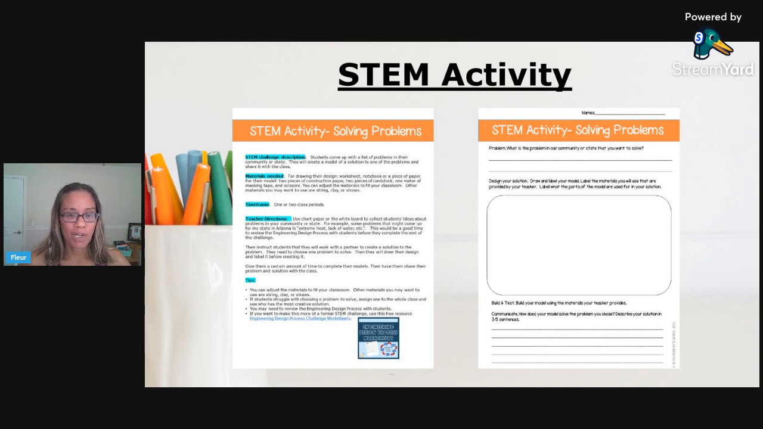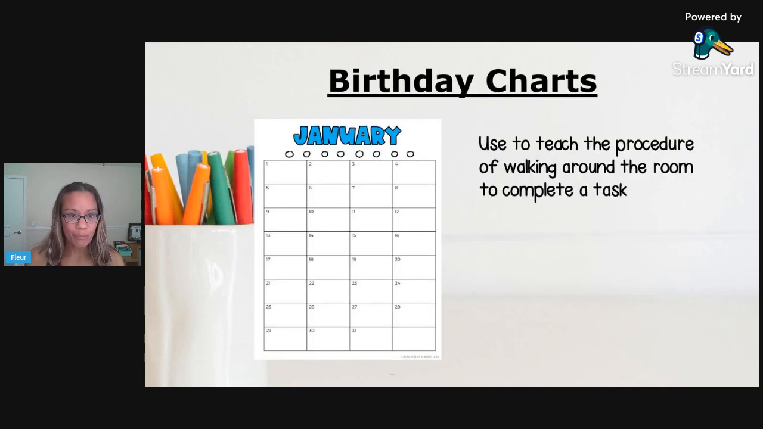And then they build a model out of the materials that you give them. So this is just an easy, quick way to introduce the engineering design process and have students collaborate and get creative, using the 4 C's of 21st century thinking.